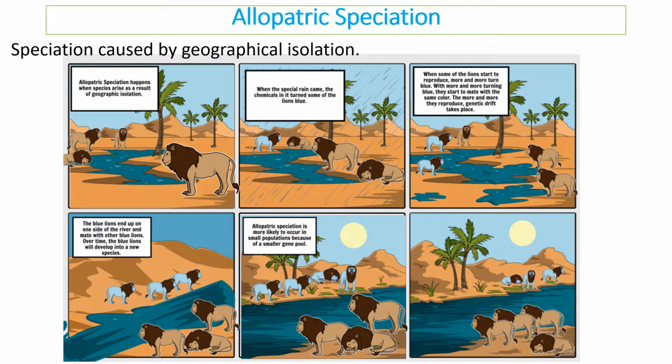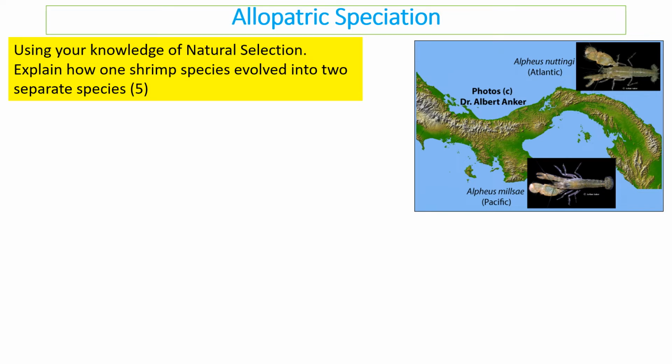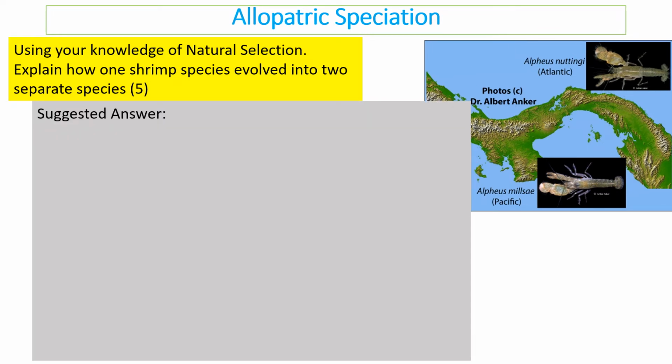So let's look at an example. It shows you two species of shrimp, which are living either side of the middle of America, Central America, and one species lives in the warmer Atlantic water, and the other species lives in the colder Pacific water. They've been separated due to changing sea levels, leading to this land barrier in the middle. So how would you answer this question?